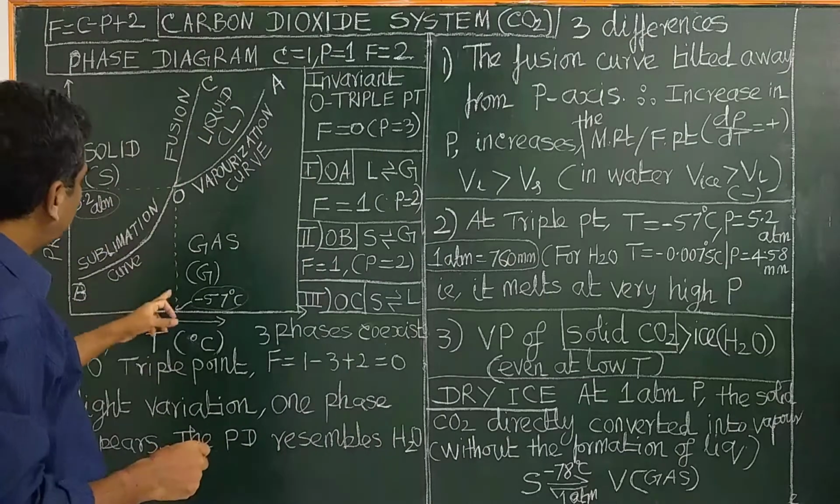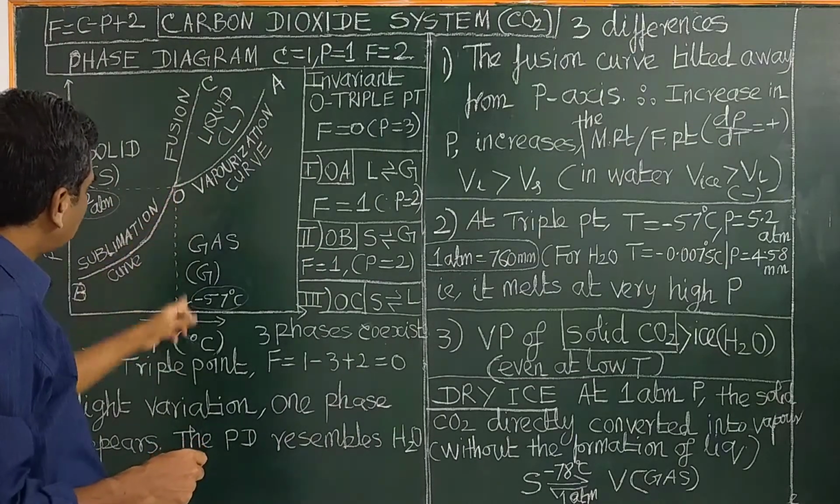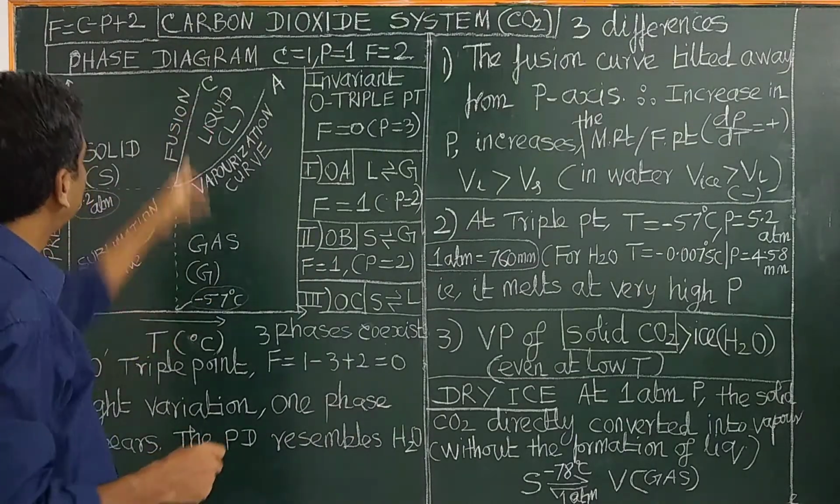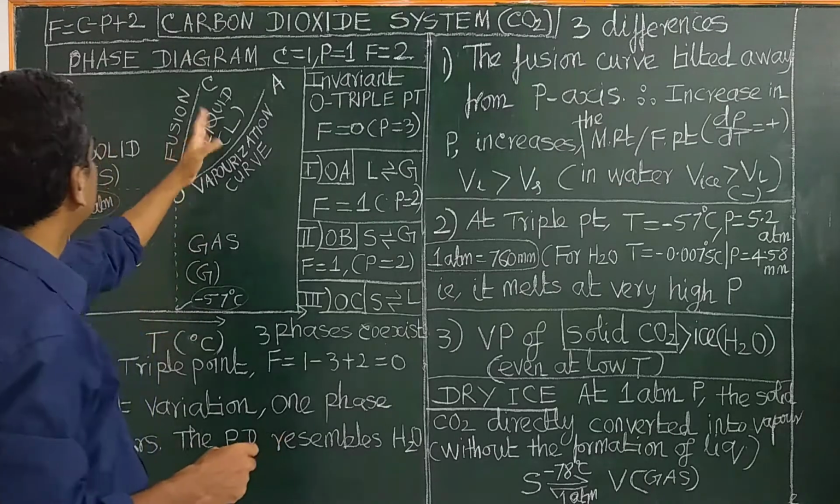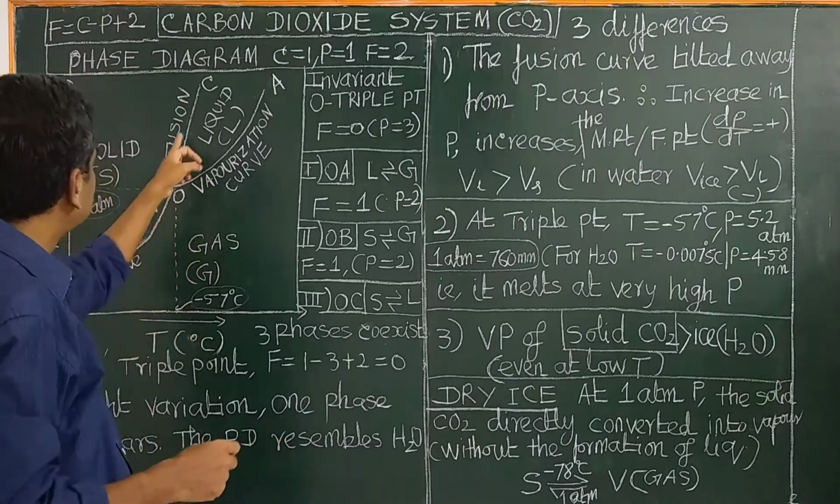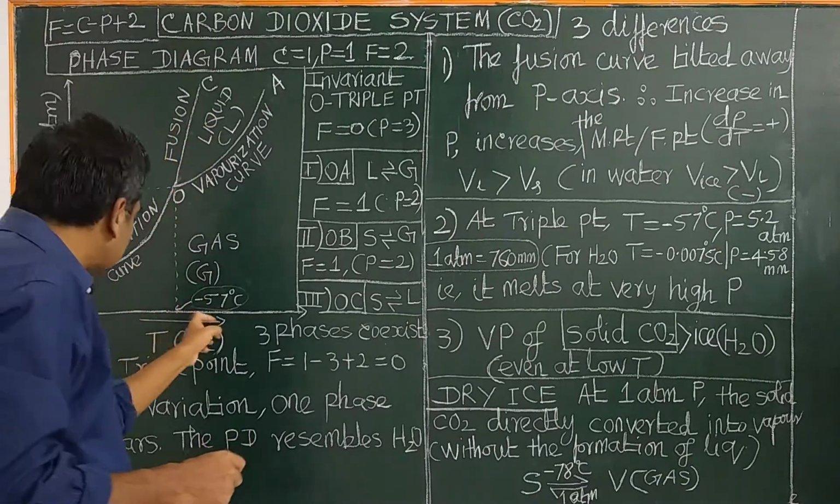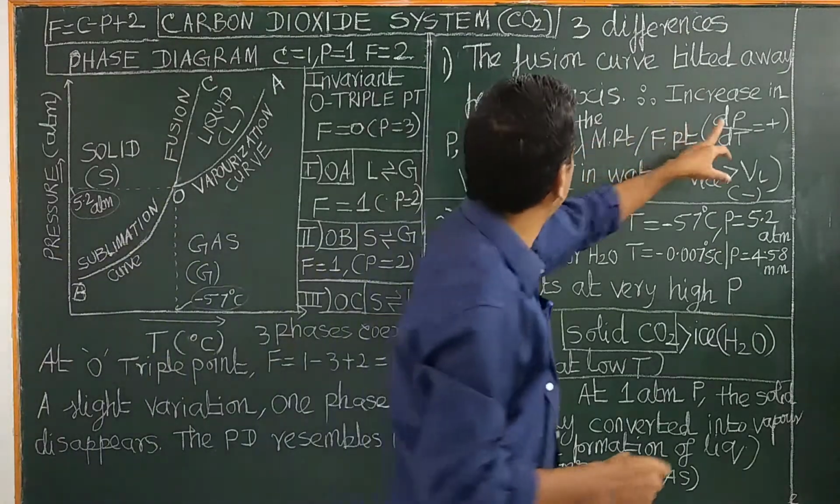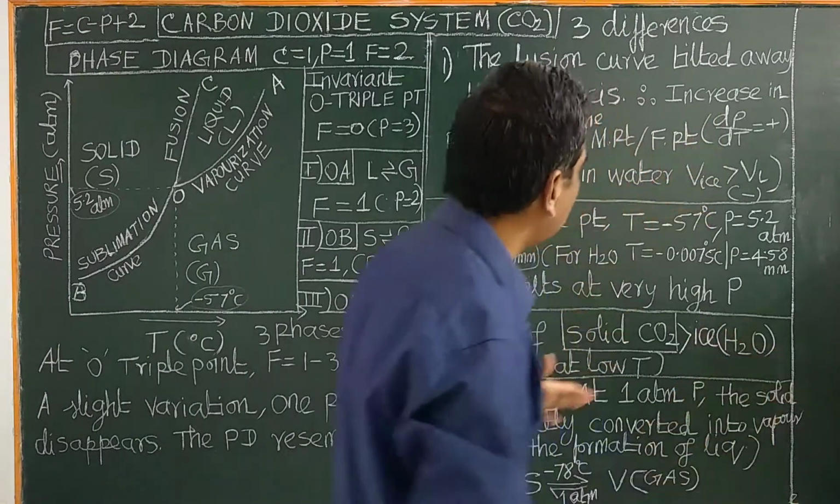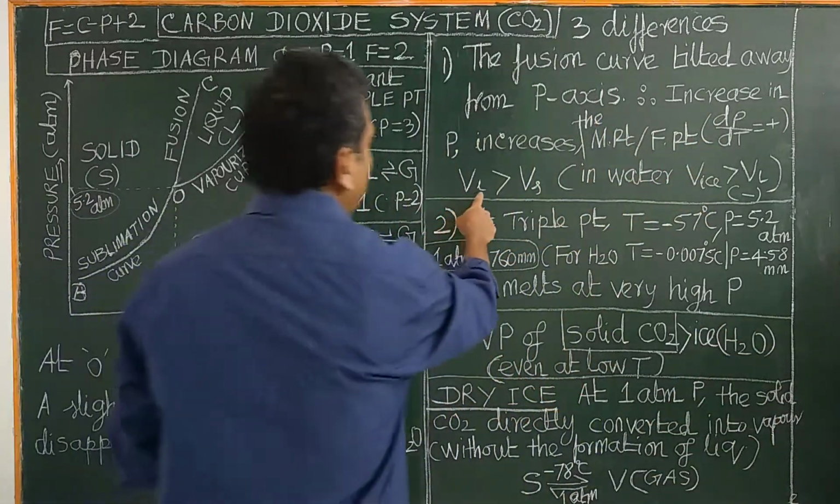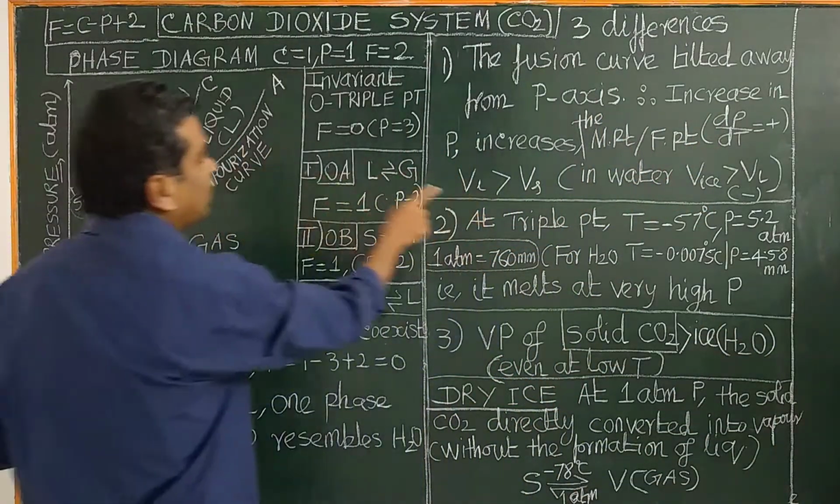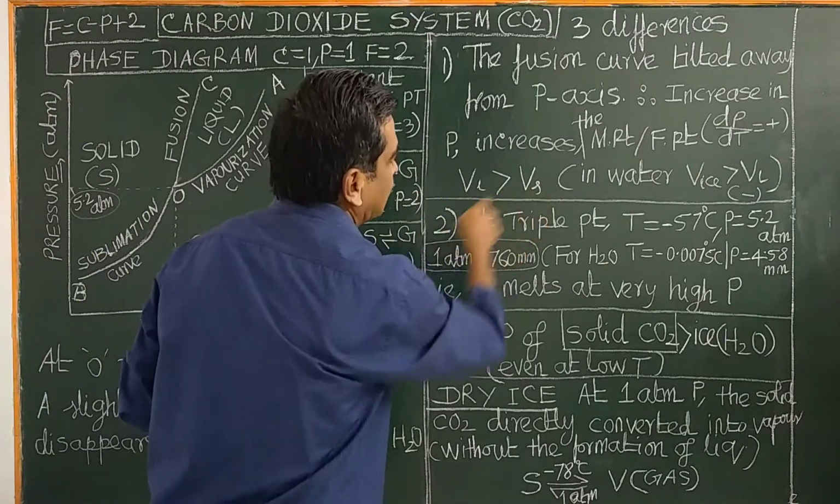Therefore, for example, this is the melting point. Now, I am increasing the pressure, and the melting point is increasing. Increase in pressure increases the melting point or freezing point. That is because the volume of liquid is greater than the volume of solid carbon dioxide.